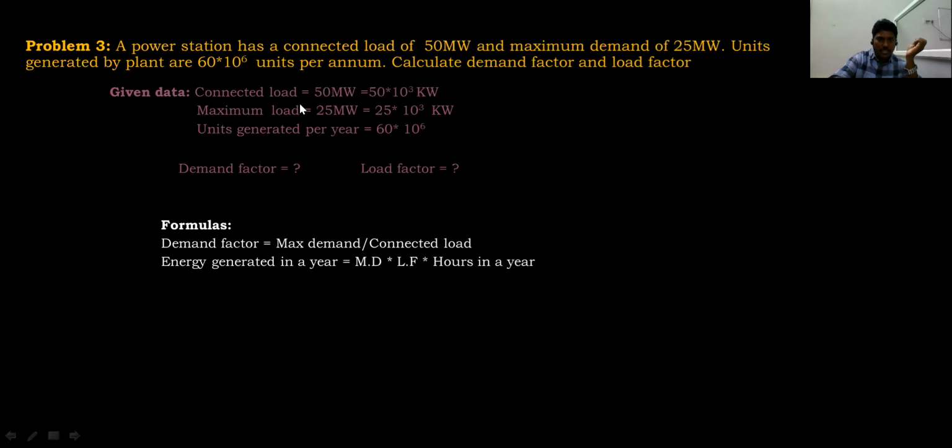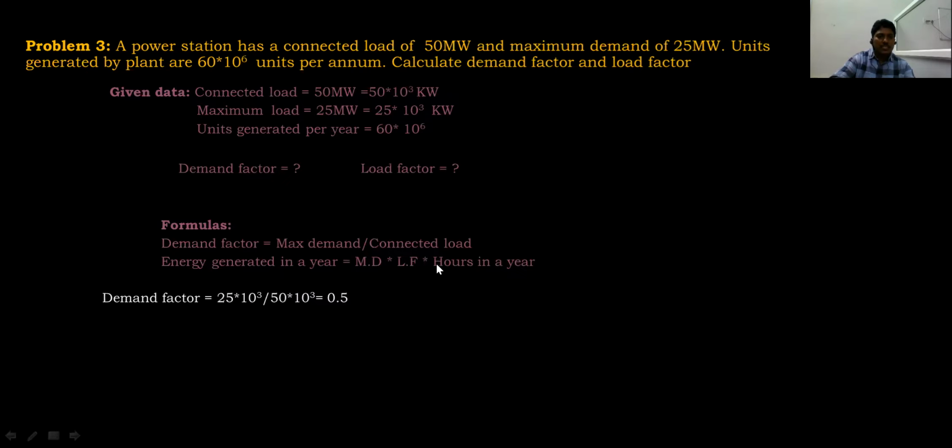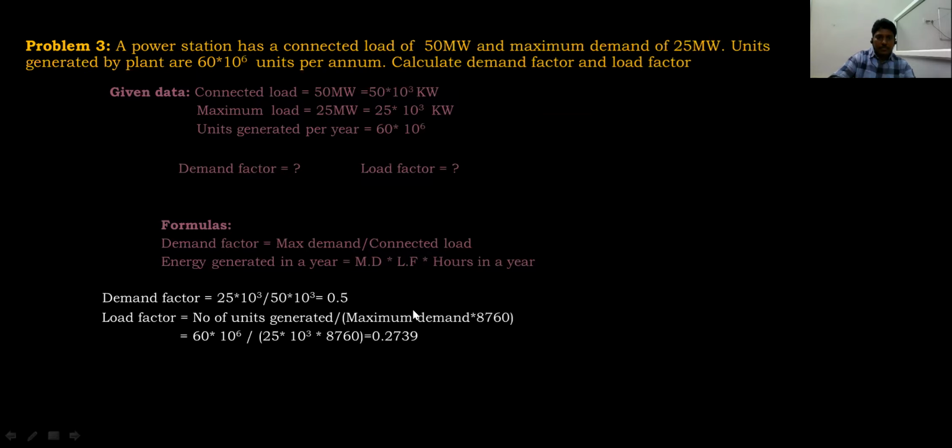So from here we can find the demand factor: the maximum demand, already given in the problem, divided by the connected load. That gives you the demand factor. Load factor is equal to the number of units generated divided by maximum demand into time. Here also the number of units in a year is given, and the maximum demand is given, divided by hours in a year. This will give you the load factor. The load factor in this case is 0.2739 and the demand factor is 0.5.